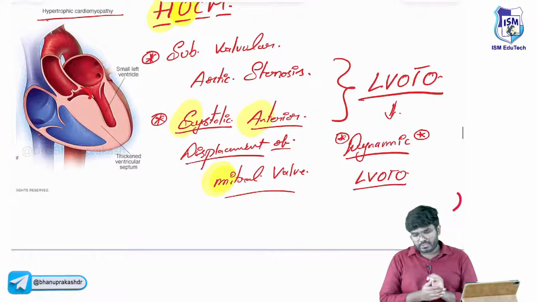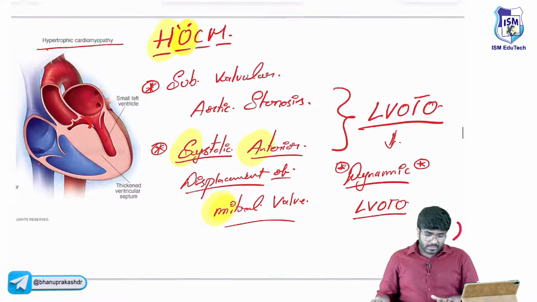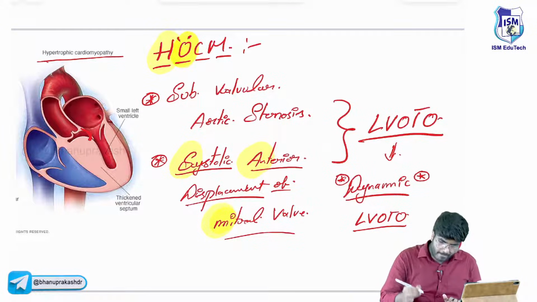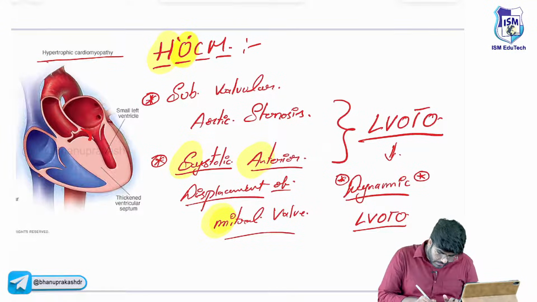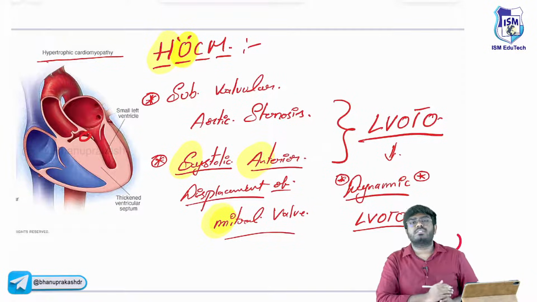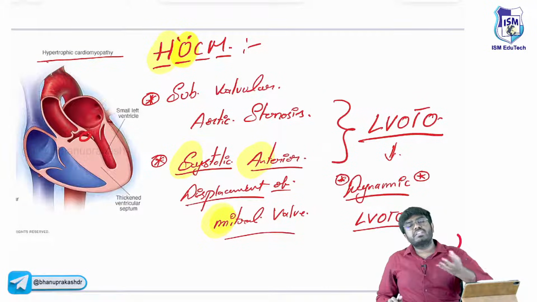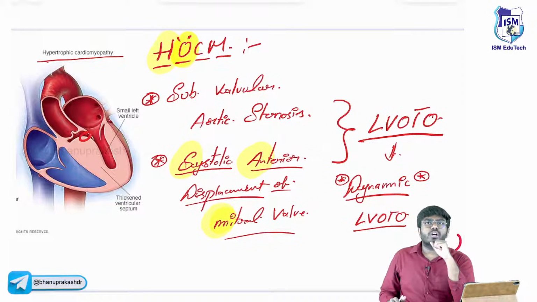After this, what else you should know? Sir, in this HOCM, there is an obstruction. Here the left ventricular outflow tract, see, it's so much obstructed, sir. It's so much narrowed down. Subvalvular aortic stenosis is there. Now, when the blood is ejecting into the aorta with such a rapid force, with such a rapid velocity, definitely it's going to cause a murmur. Am I right or not? Definitely it's going to cause a murmur.